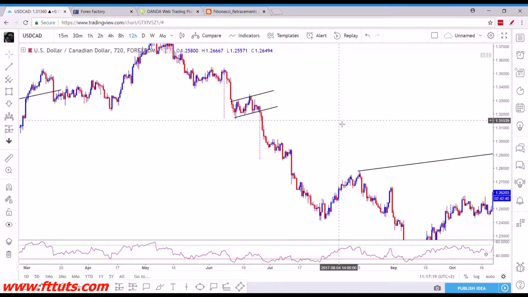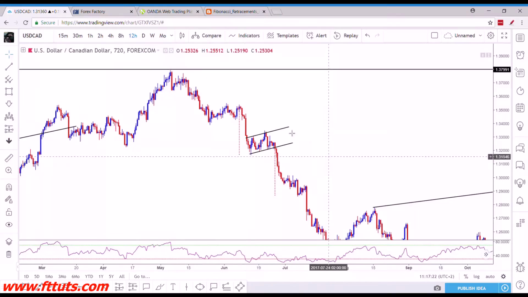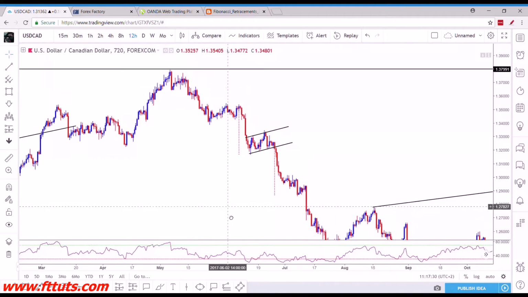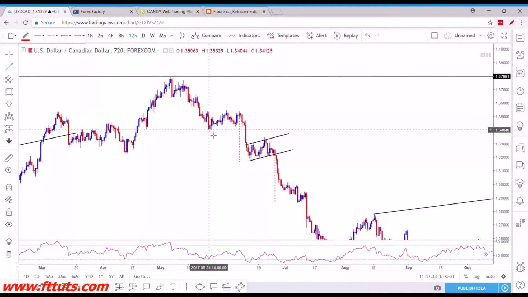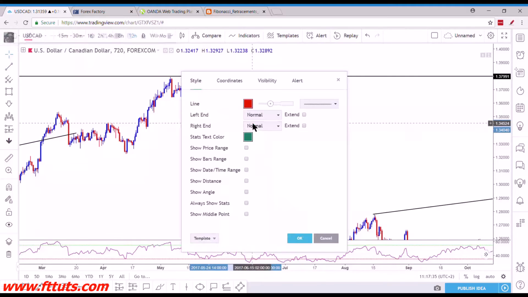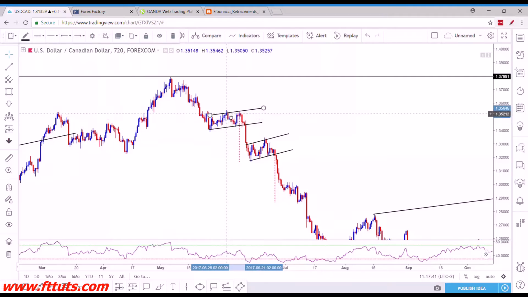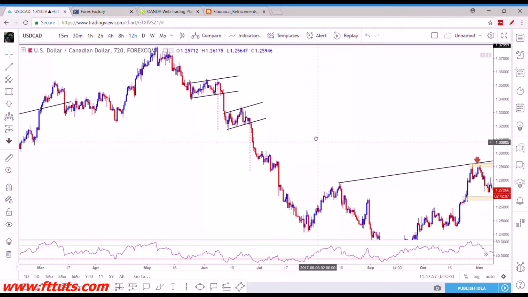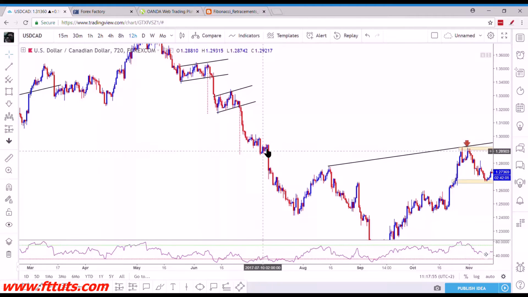So that's the flag. And then there are pennants. Pennants form sort of little triangles, as you can see. And all of these are continuation patterns because they make the trend continue. So we can spot many in the trend. Each time they break out, the pattern is complete, and we can go ahead and go in on the side of the market. That would have been a small flag as well, probably on a smaller time frame.